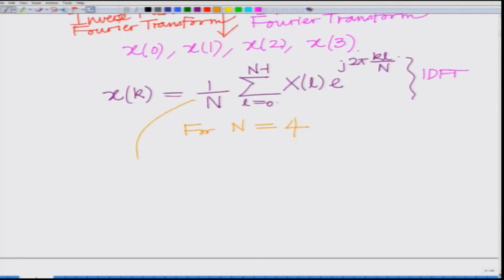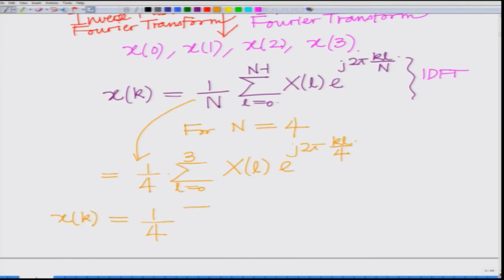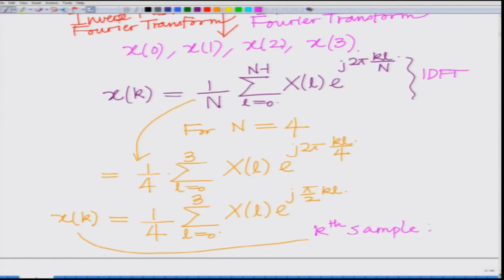For N equal to 4, this is given as x k equals 1 over 4 summation L equal to 0 to 3 of capital X L e raised to j 2 pi k L divided by N, which is 4. So this equals 1 over 4 summation L equal to 0 to 3 of capital X L e raised to j pi by 2 k L. Please note that this is only for this specific example corresponding to N equal to 4 subcarriers. Remember, small x k is the kth sample, capital X L denotes the symbol loaded onto the Lth subcarrier, and small x k is the kth sample generated by the kth IFFT point of capital X0, capital X1, up to capital X N minus 1.